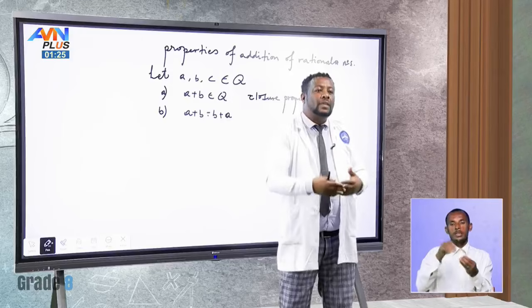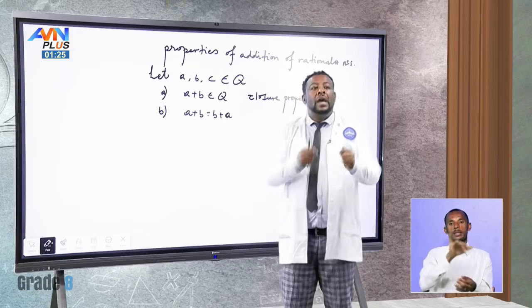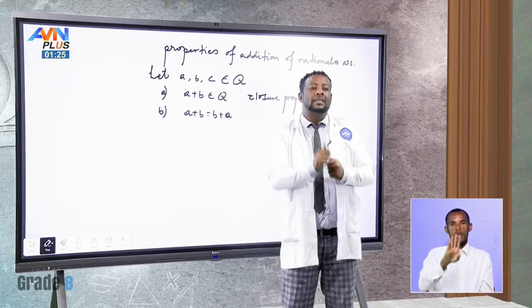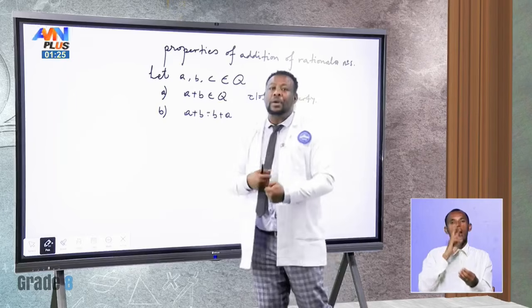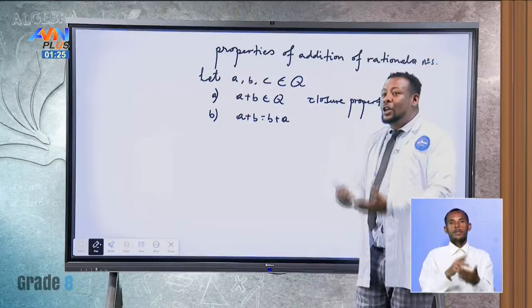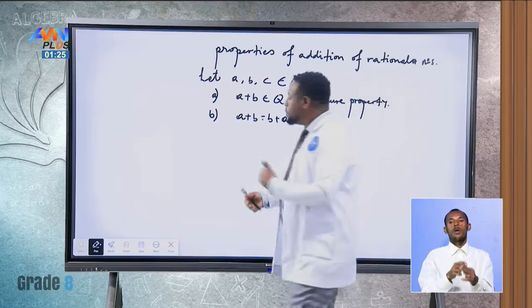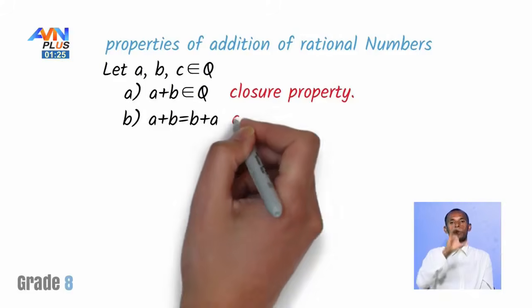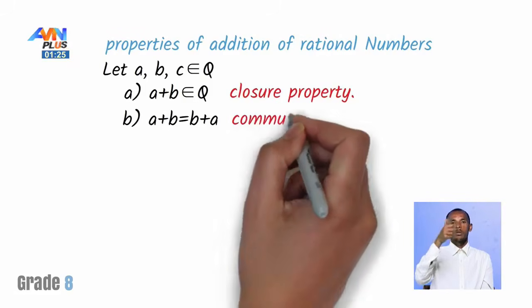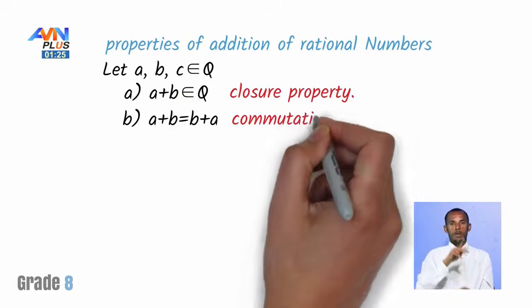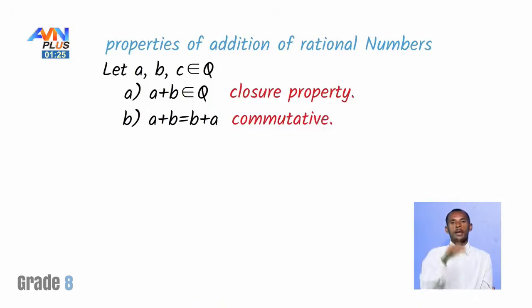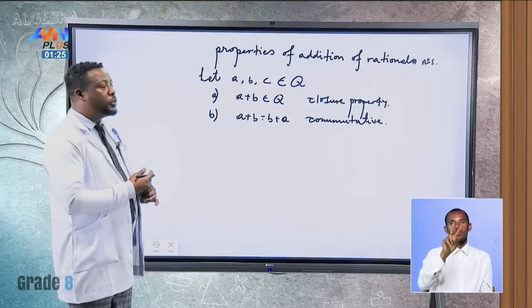sum will give us the same value. A plus B and B plus A are the same. This property is called commutative property of addition. Commutative. The sum of any two rational numbers is commutative.